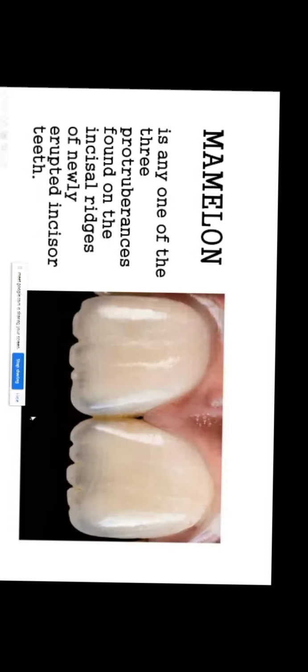Next, a mamelon is any one of the 3 protuberances found on the incisal ridges of newly erupted incisor teeth. You will surely see this. These are mamelons. Any protuberances found on the incisal ridges of newly erupted incisor teeth. Again, newly erupted.